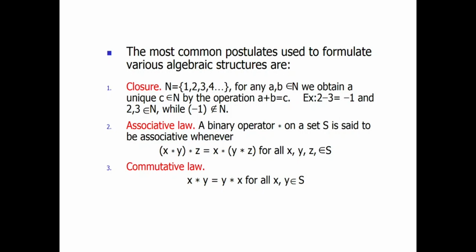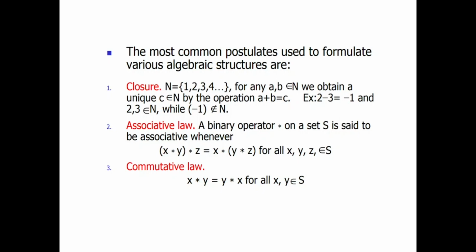For example, consider the values of a and b as 2 and 3. If you perform the subtraction operation 2 minus 3, the resultant value is minus 1, in which 2 and 3 belong to the set N while minus 1 does not belong to the set N. So whatever operation we perform, the result should be in the set which is considered. So that is closure.